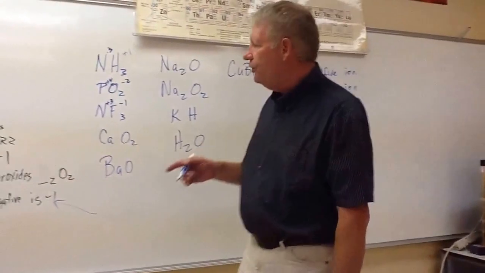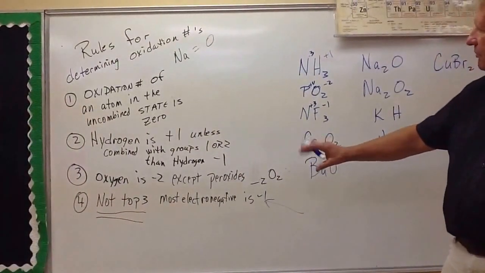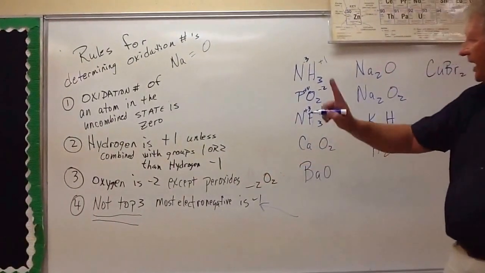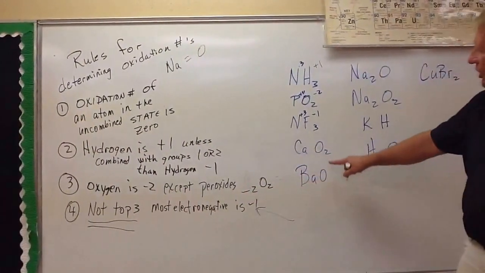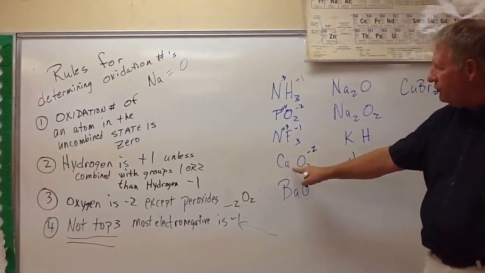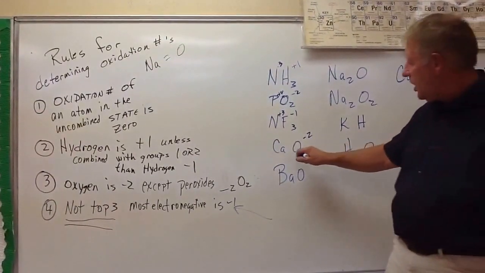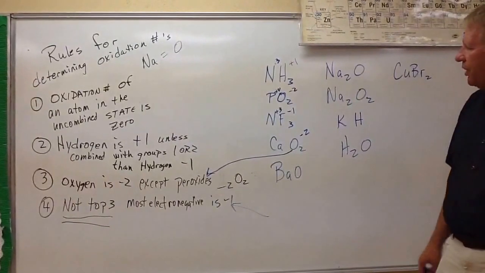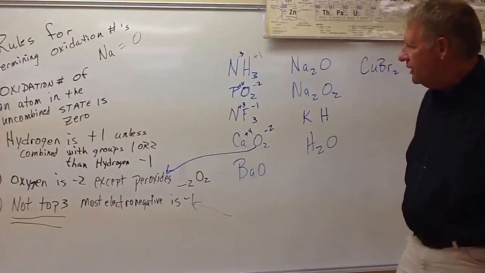So here we go. What's the rule for oxygen? I'm sorry, I started to get ahead of myself. Oxygen is -2 except in a peroxide. So I look at this, that's pretty quick. That's not a peroxide. If it was a peroxide, it would be Ca2O2. So once again, I see oxygen, and here's my rule: oxygen is -2 except in peroxides. I have a -4, so that makes the calcium a +4.